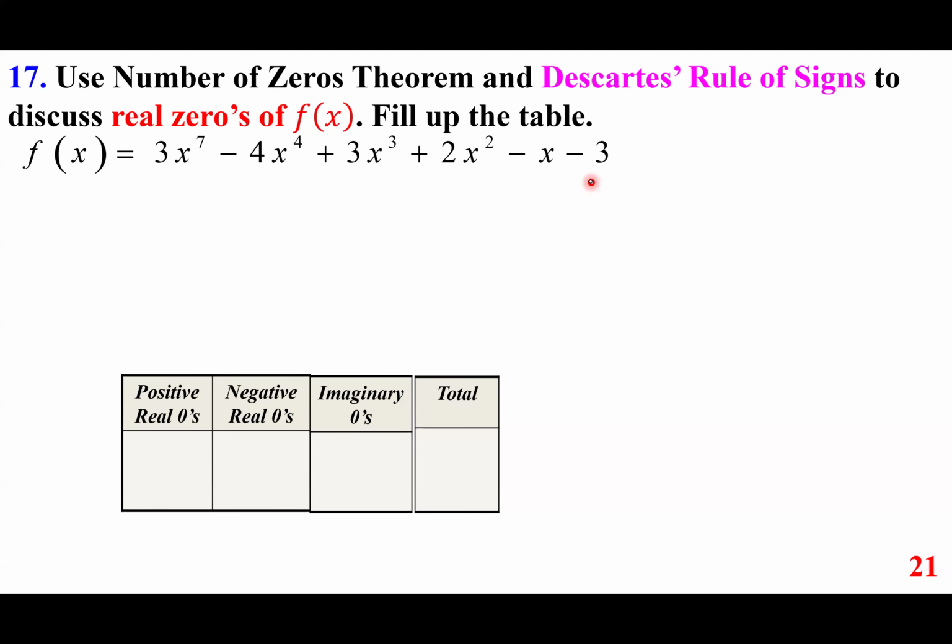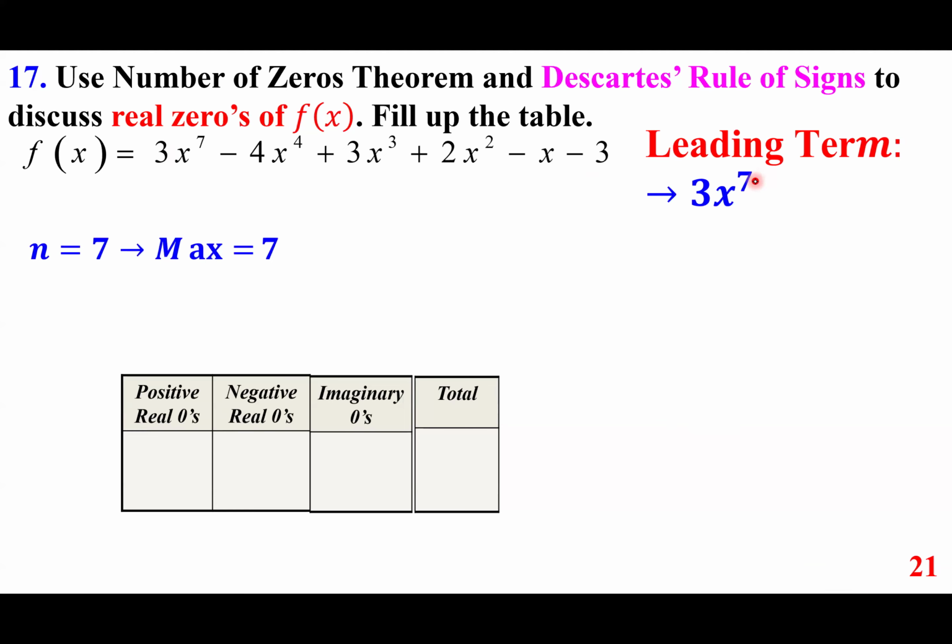A couple of things. First and foremost, you want to make sure this is in descending order. Yes, it is. Which makes this one the leading term, 3x to the power of 7. And if 3x to the power of 7 is the leading term, n is 7, so the maximum number, or the total number of zeros, must be 7. So this represents the positive real zeros, negative real zeros, imaginary zeros, and the total is 7 regardless. That's what I want everybody to notice. So the total is 7.